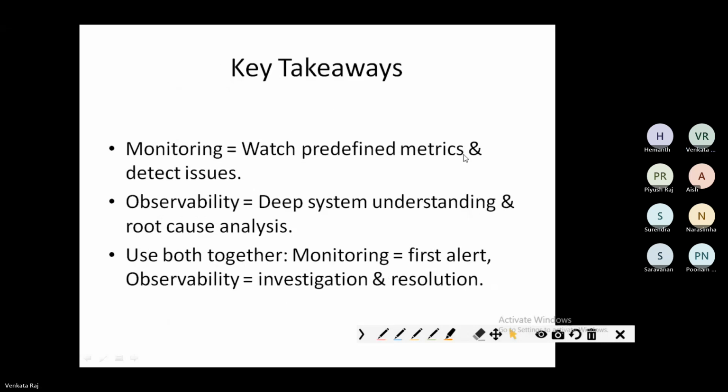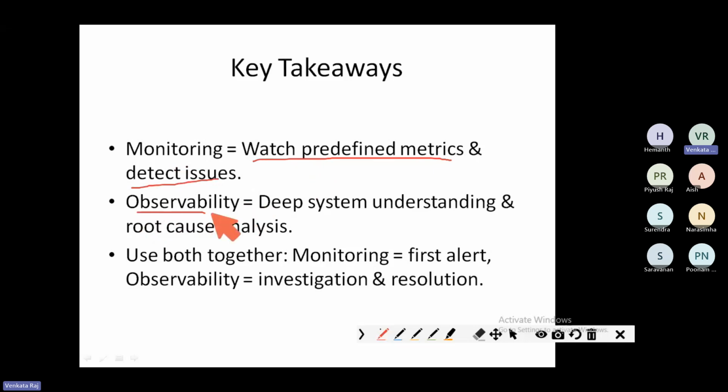So guys, key takeaways, right? Monitoring means you will check the metrics, whatever has been predefined. So you get the alerts based on your predefined configuration, right? So you'll watch the predefined metrics and then detect the issues, right? But you are not going to find out the root cause and all.